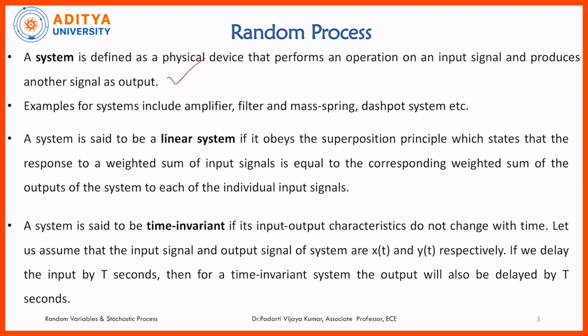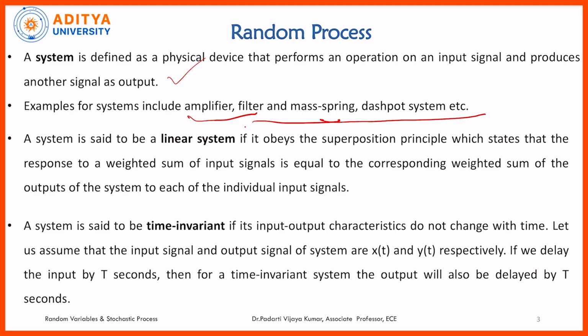So, we need to define what is meant by a system. A system is nothing but a physical device which performs an operation on an input signal and generates an output signal. It will simply generate a processed output signal. For example, let us take an amplifier or a filter. Amplifier: you give an input signal, the amplifier does amplification, so definitely the output signal is an amplified version of the input signal.